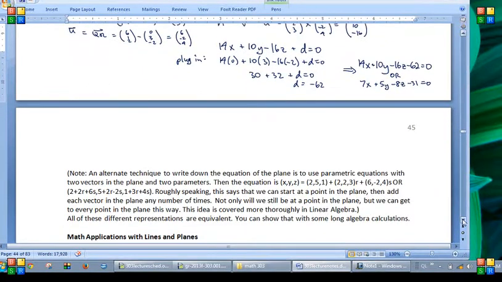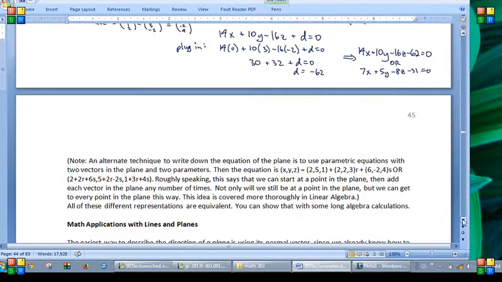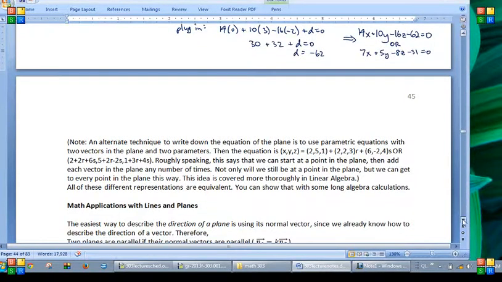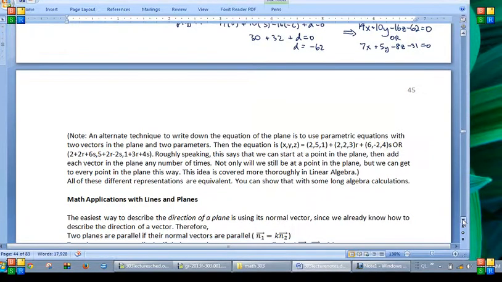Now I want to talk about applications regarding lines and planes. Applications in the math realm. Okay. So, what about the direction of a plane? Well, the easiest way to describe the direction of the plane is by simply referring to the normal vector, because we know how to talk about the direction of a vector. Therefore, two planes are parallel if the normal vectors are parallel. And the way you do that is if your normal vectors are n1 and n2, two vectors are parallel if one is a multiple of the other. They're in the same direction.